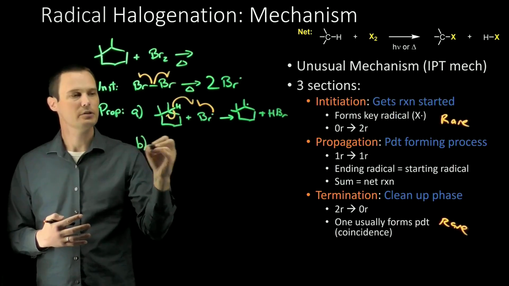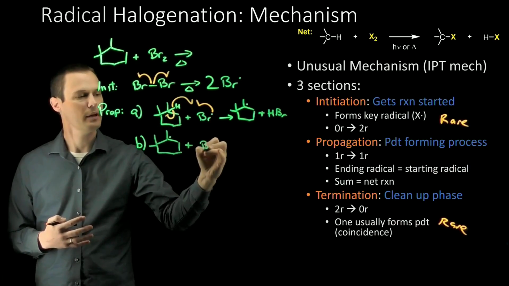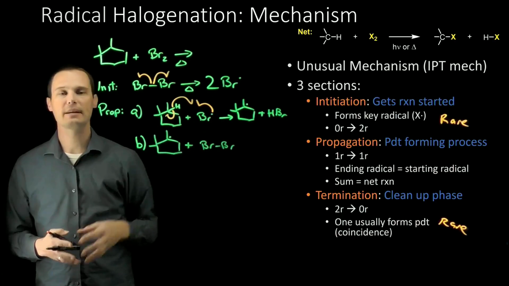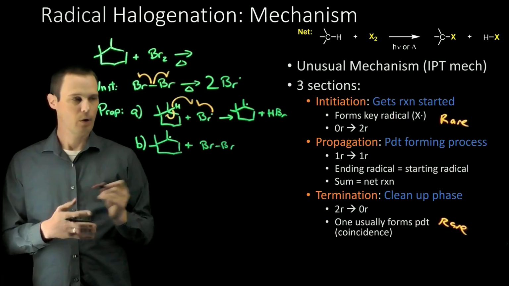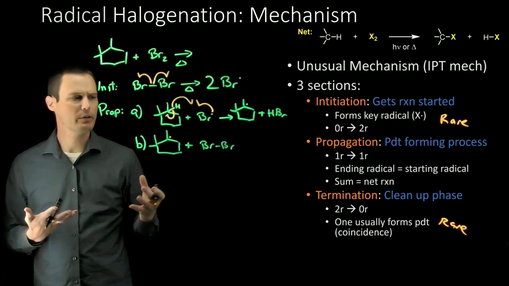The second propagation step, we will take this carbon-centered radical and we'll react it with elemental bromine. And we're going to do another atom abstraction. We're going to use this radical to abstract bromine from Br2. We want to form a bond between carbon and bromine. We need 2 electrons for that bond. Where can we get those 2 electrons?